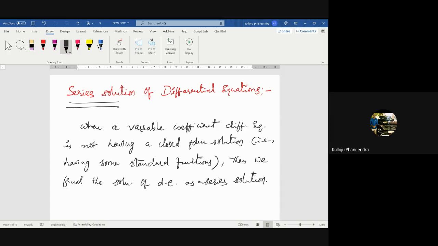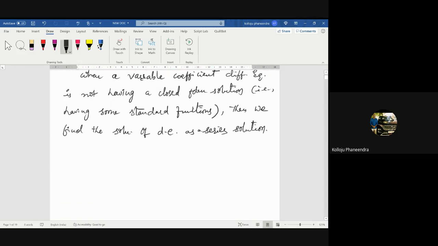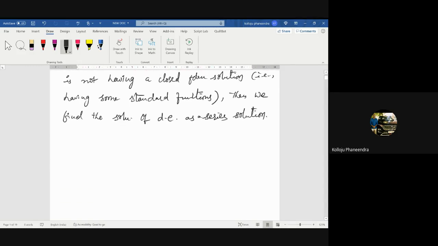A simple brief introduction about why series solution is required. I will show the examples where all the previous methods are not applicable, so we have to apply a series solution. Now, before going to series solution, some standard definitions are there. What is the first one? Ordinary and singular points of a differential equation.